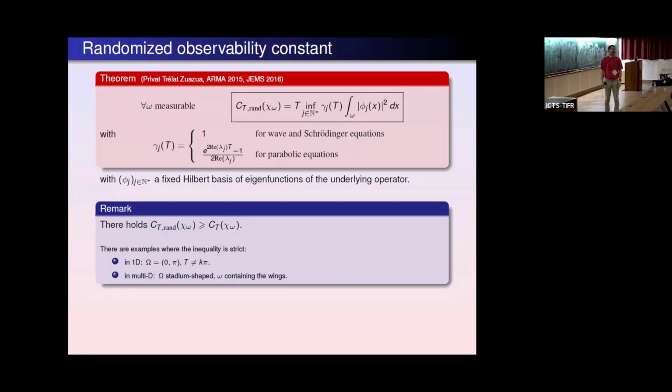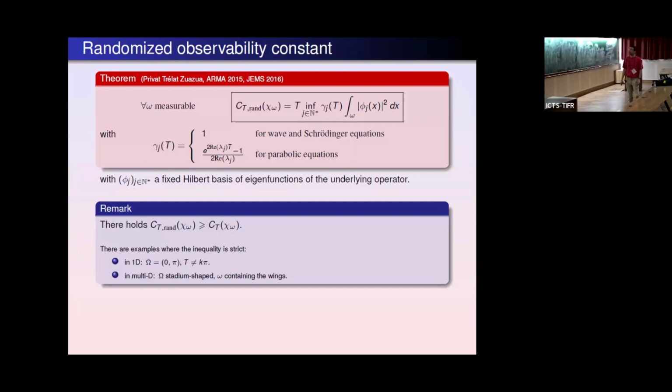For any time, large time also, is this so? Yes, you are right. We saw in the first part of the lectures the role of the time in the value of the deterministic observability constant. For GCC, C_T of omega is equal to 0 when T is too small, but it may become positive only if T is large enough because of the GCC. It is not the case for the randomized observability constant, because T plays no role in it. The randomization killed completely the geometric considerations. This is a way to say it.